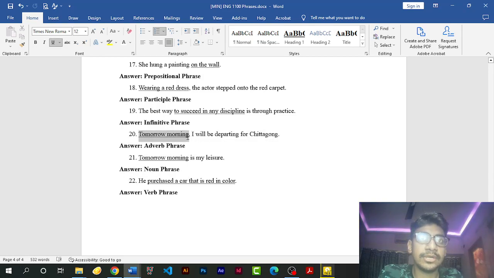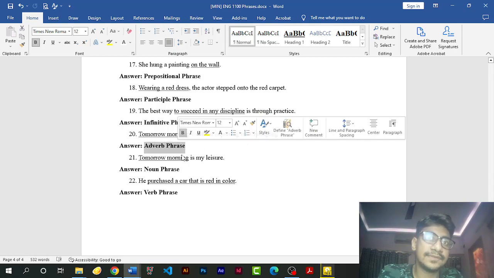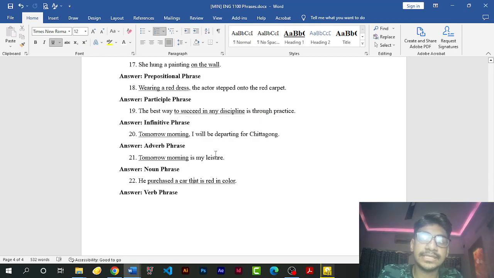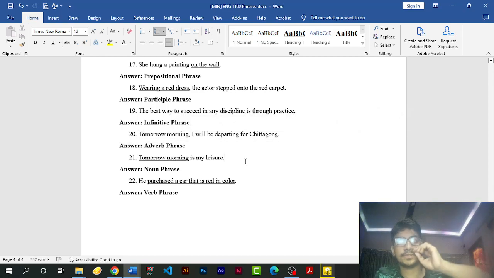Tomorrow morning, comma, I will be departing for Chittagong. So this is an adverb phrase because tomorrow, yesterday, last week, next year, 12 years ago, a decade ago. So whenever a time frame is given, it's an adverb or an adverb phrase. So tomorrow morning, comma, I will be departing for Chittagong. So it's an adverb phrase.